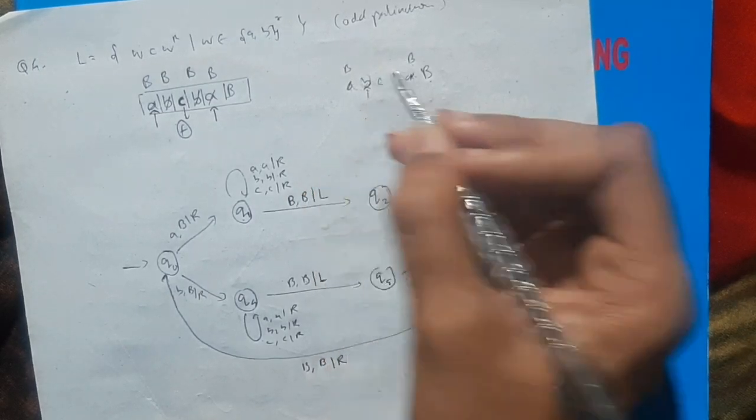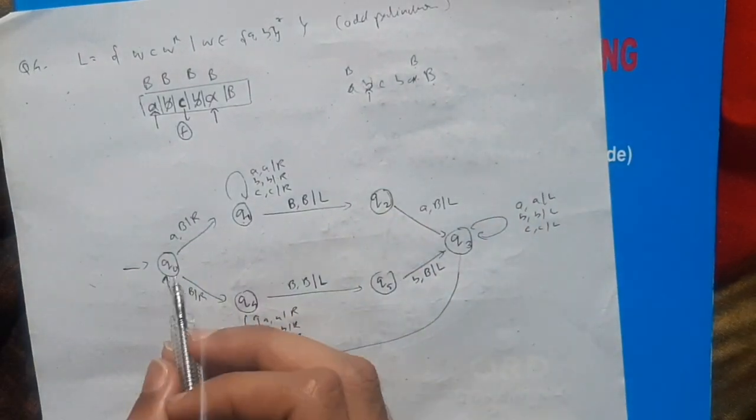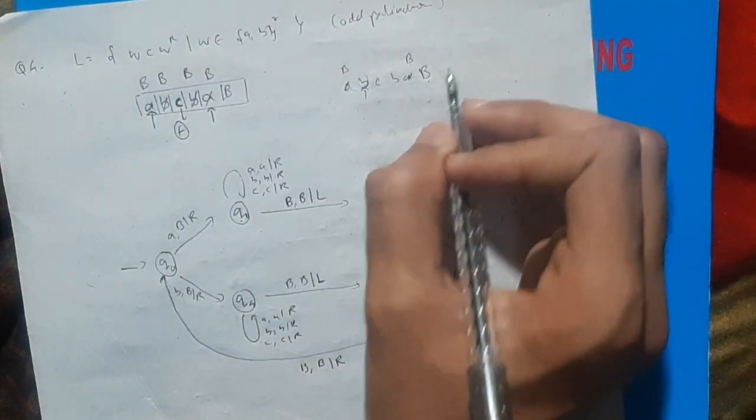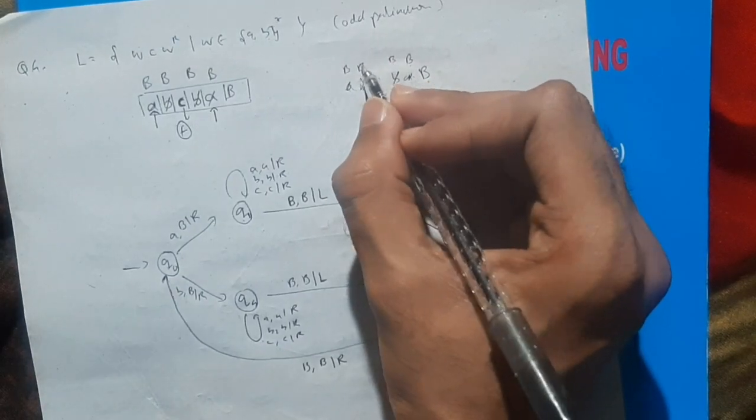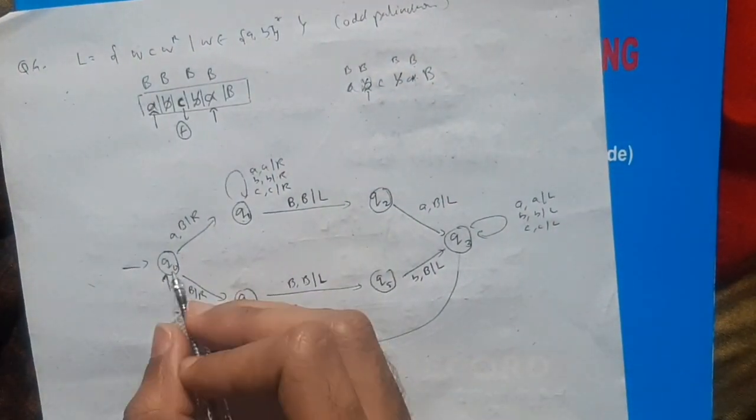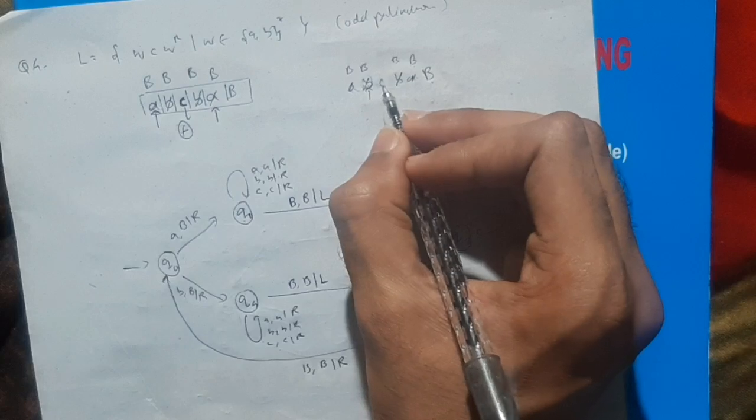Then I'll check for this one. Okay, so that's what I'm doing here. I'll be checking for B. When all the things are over, at the last, this will be cut and it will be BB, and I'll come back at this position. I'll be in Q naught, and after that, when I move right, I'll be encountering C.